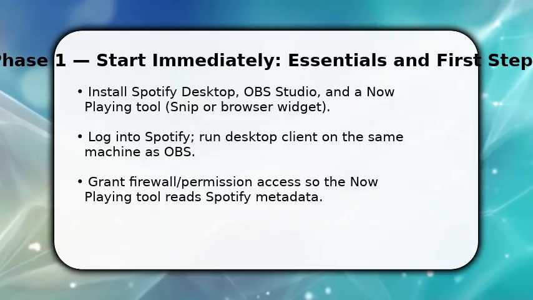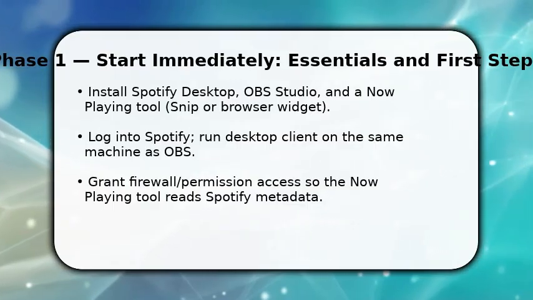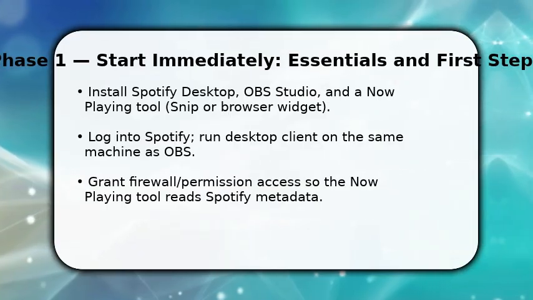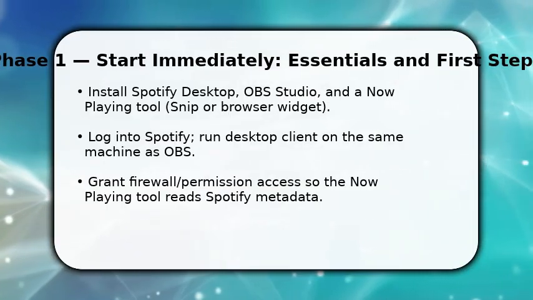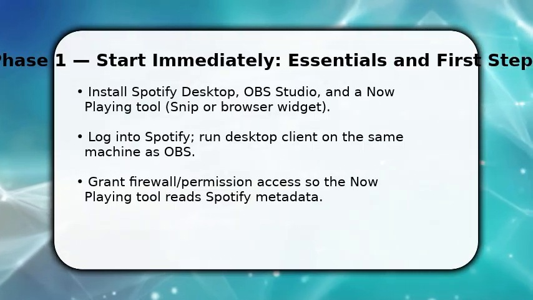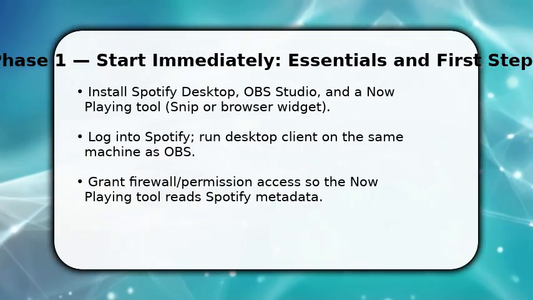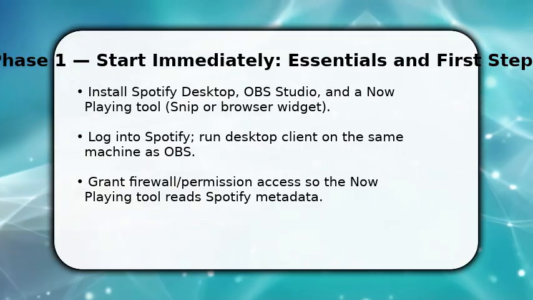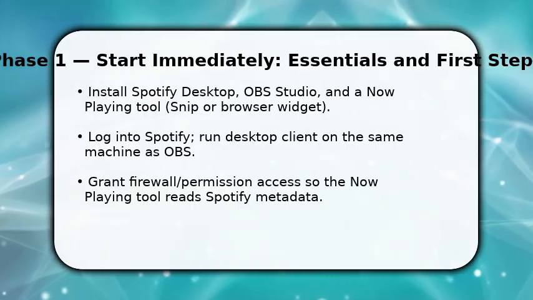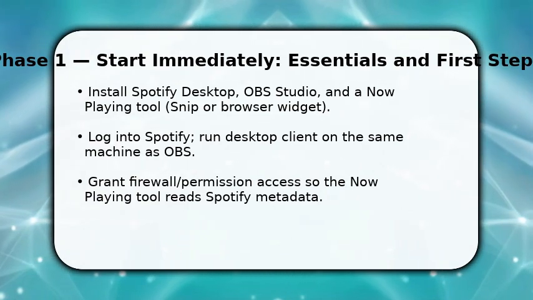You begin by preparing the essentials. Install the Spotify desktop app, OBS Studio, and a now playing utility such as Snip or a browser widget. Once installed, open Spotify and sign in so playback metadata is available. Next, run the Now Playing tool so it can read local Spotify data. Make sure your firewall or antivirus allows that tool. These steps create the data source. You need that live metadata before adding anything to OBS, so verify playback shows track info first.